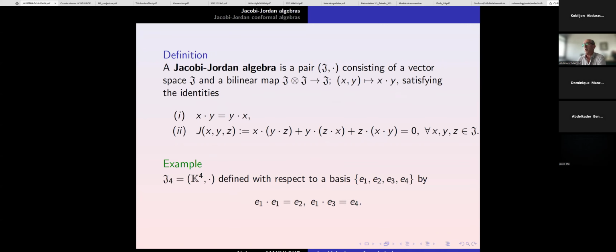Okay, what is a Jacobi-Jordan algebra? This is just a pair. It's a non-associative algebra consisting of a vector space G and a bilinear map denoted by a dot here. And this multiplication satisfies the commutativity condition and the Jacobi condition, which is written here. One small example is this: if you take a vector space of dimension 4, and you take e1 e1 is e2, and e1 e3 is e4, and of course commutative, then this multiplication satisfies the Jacobi condition.